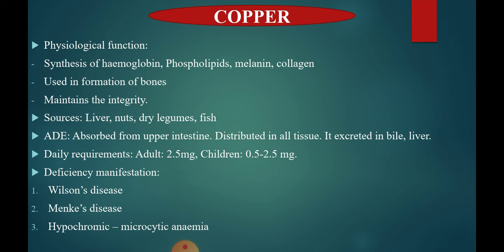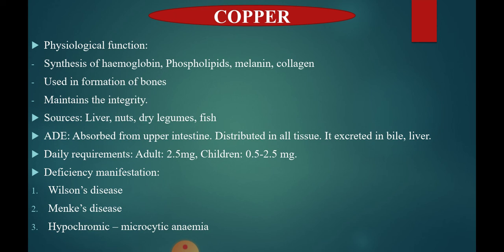Deficiency manifestation. In hereditary disorder of copper metabolism, it causes Wilson's disease and is characterized by absorption of copper from the intestine getting increased, low level of plasma copper, low biliary level and high urinary level of copper, and a visible brown ring at the margin of the cornea, that is Kayser-Fleischer ring.